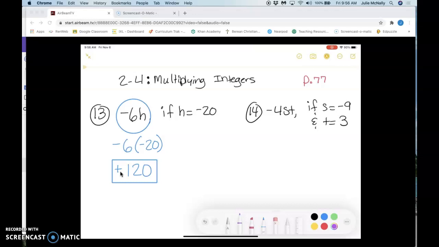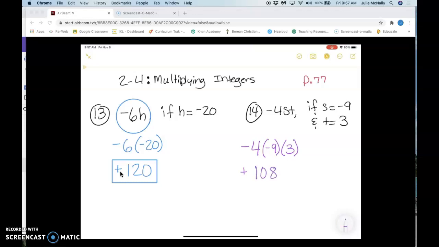So the next one has a few more steps. So you're going to write the negative 4, and then what does it mean when things are written next to each other? Multiply. So I'm multiplying. What does s equal? Negative 9. Yes. And t equals? 3. Yes. So everything's going to be multiplied for this problem. 2 negatives mean what kind of answer? A positive. And 4 times 9? 36. And 36 times 3? 108. Very good.